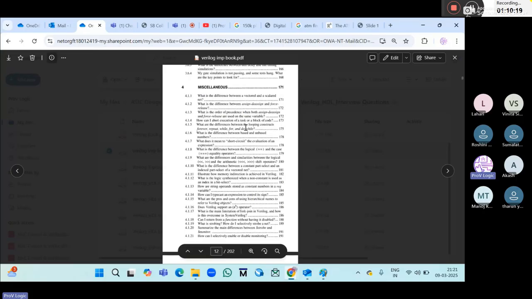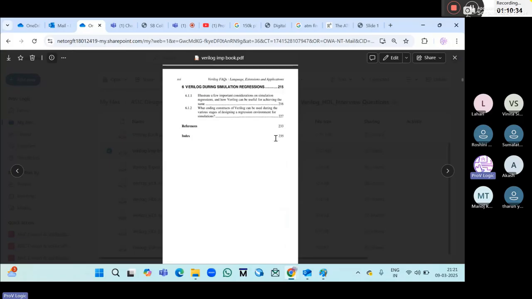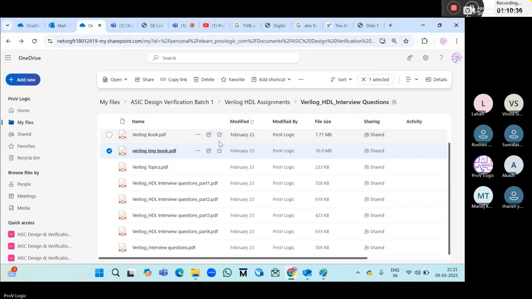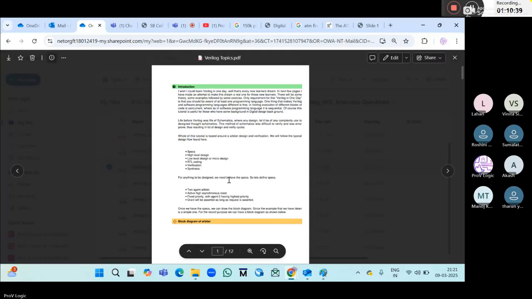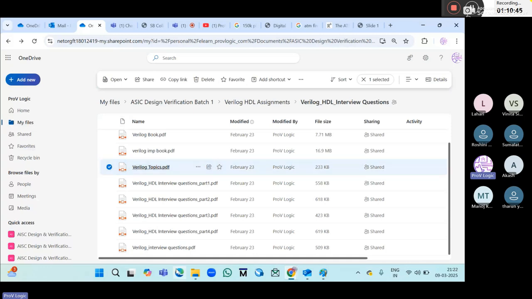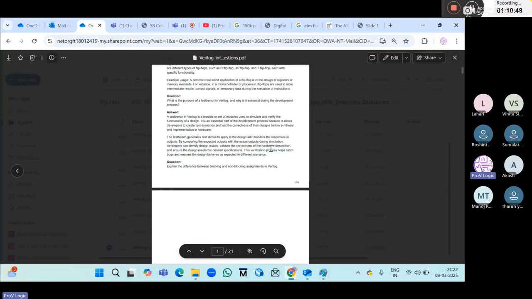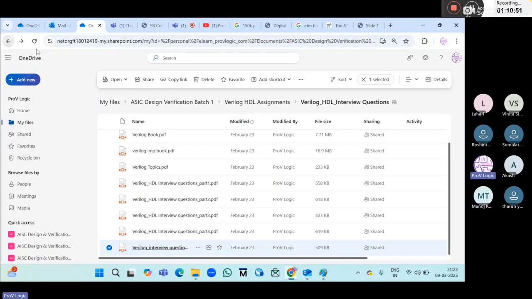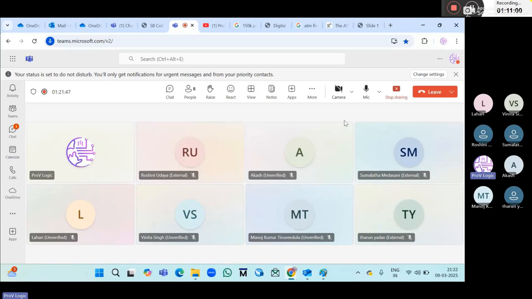All these operators we already discussed. Forever, repeat, while, for, do-while. Assign, deassign, force, release. This one we'll discuss in the protocol. You will get deassign and force release there. So just have a look, you can avoid these Verilog topics. And these are also the best assignments. So tomorrow we will discuss more clearly on FSM and writing the program.